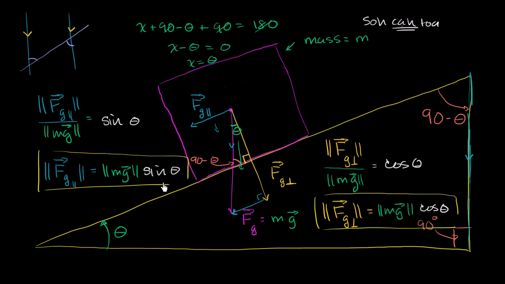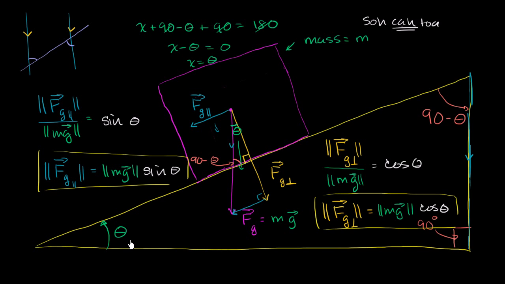And if you ever forget these, think about them intuitively. You don't even have to go through this whole parallel line and transversal and all of that. If this angle went down to 0, then we'd be talking about essentially a flat surface. There is no inclination there. And if this angle goes down to 0, then all of the force should be acting perpendicular to the surface of the plane. So the perpendicular force should be the same thing as the total gravitational force. And that's why it's cosine of theta, because cosine of 0 is 1. And so these would equal each other.